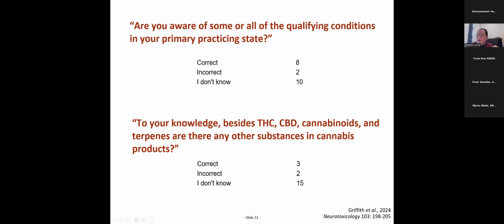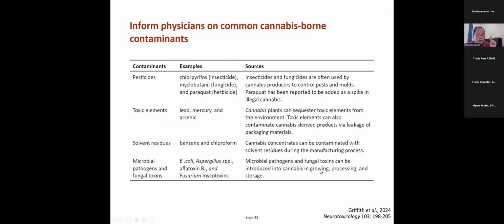Now, going from there, what did we do? Basically, we showed the physicians this table that I'm showing on the screen. This is the table that my lab put together. It has the basic facts when it comes to cannabis contaminants that I just talked about earlier in this talk. What are the contaminants? Where are they coming from? It's a factual table that basically just gives you the facts about cannabis contaminants.